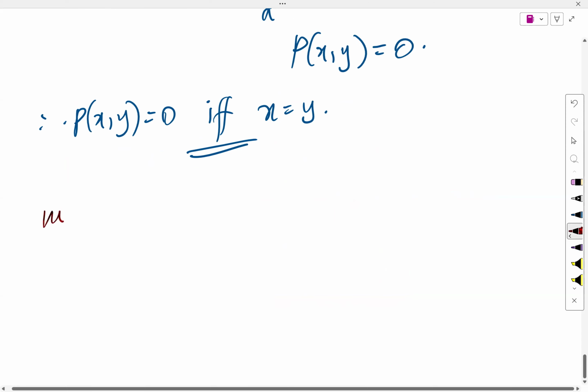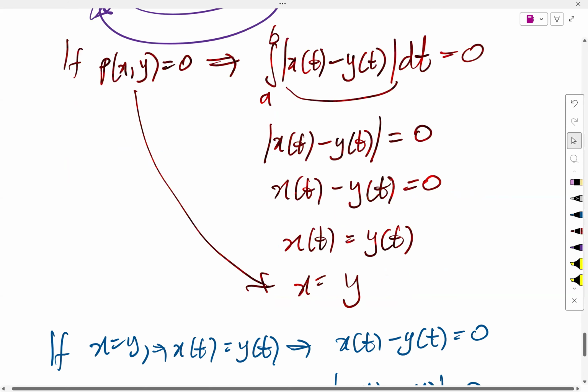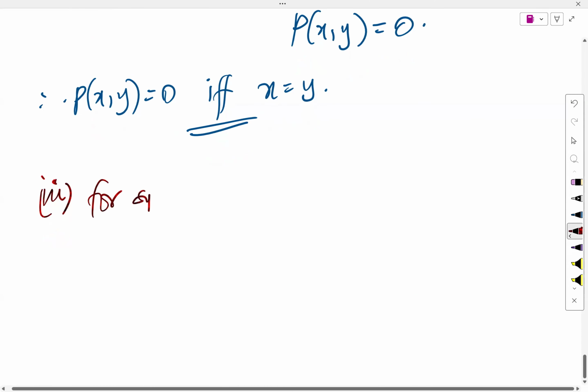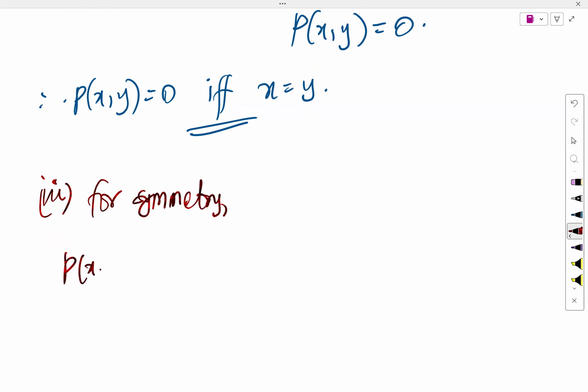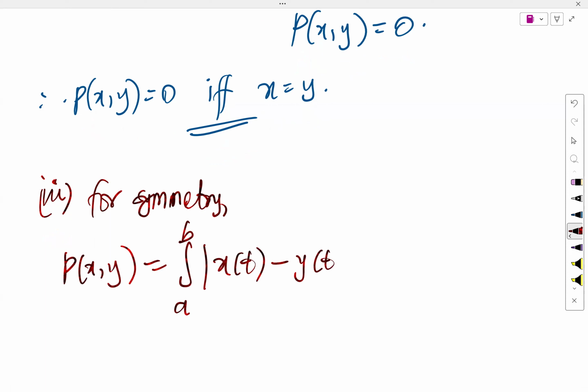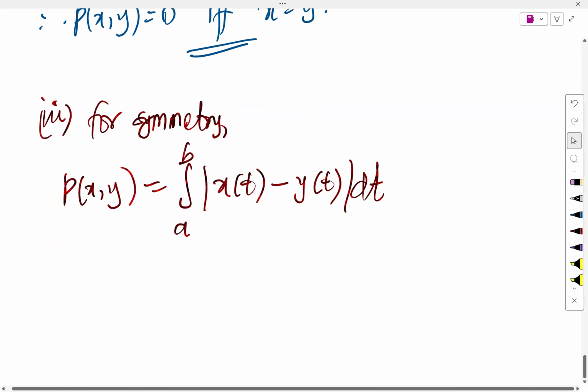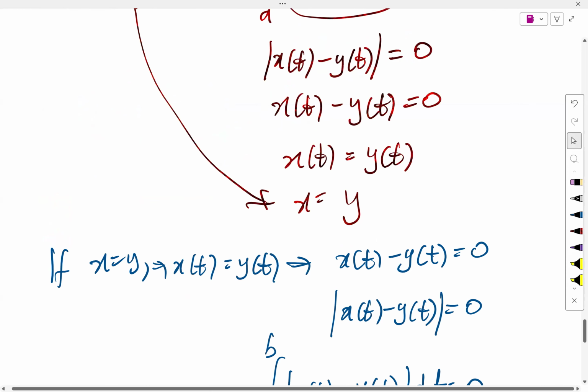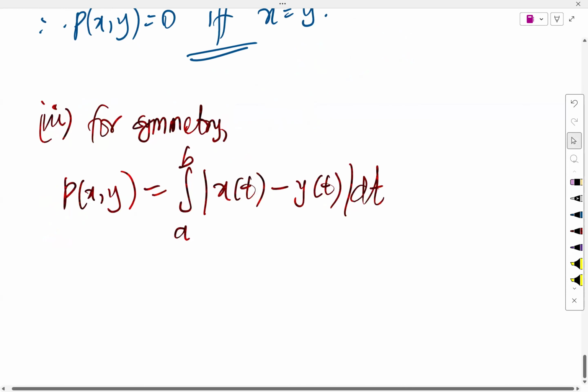So 3, is that the numbering I've chosen? Yeah, P at 3, that is for symmetry. Now for symmetry, let's start with p of x comma y, which is the integral from a to b of the absolute value of x of t minus y of t dt. Okay, we can rewrite this now.